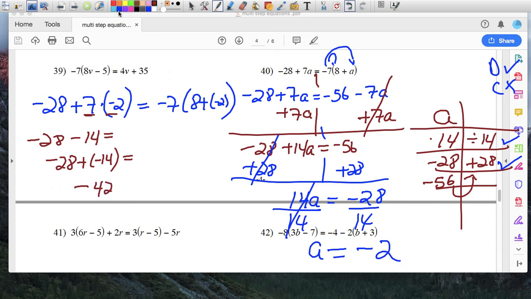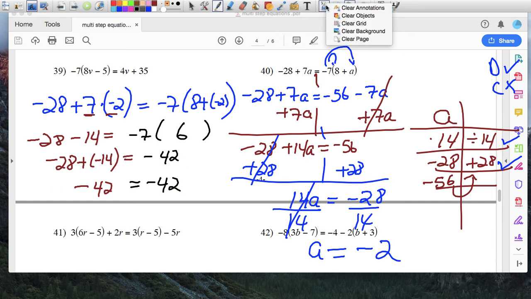Both negatives, right? On the right side, negative 7, let's do it inside the parentheses. 8 plus negative 2 is going to be 6. And then negative times a positive 6 is going to be negative 42. And you can tell they're both equal. So I'm not doing that bad.